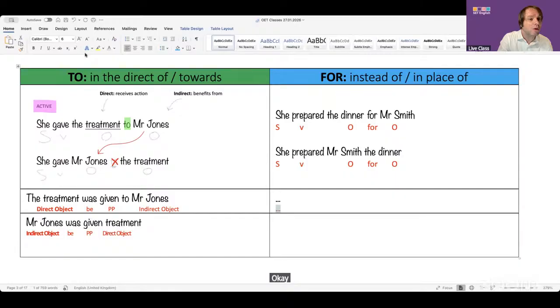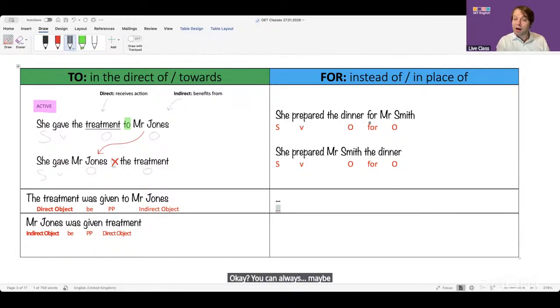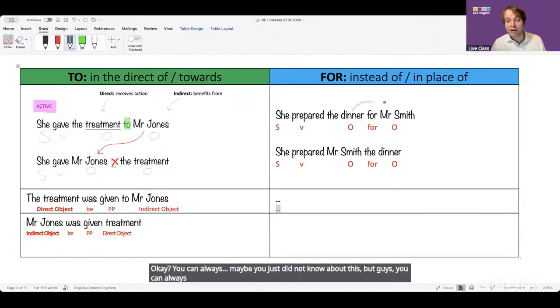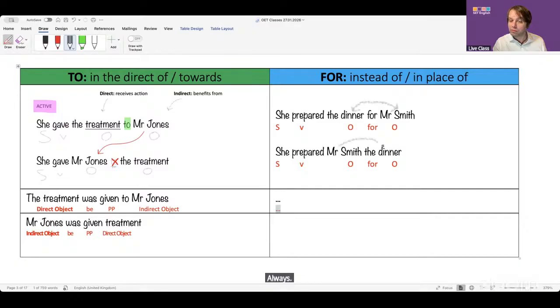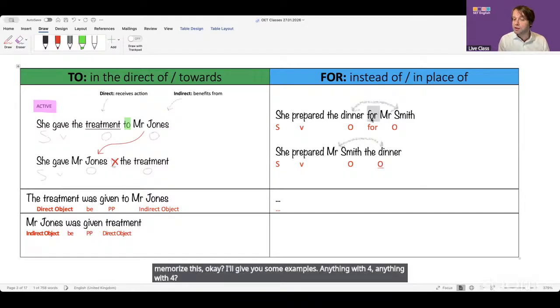Okay. Maybe you just did not know about this, but guys, you can always change the direct and indirect objects. Always. So if you didn't know this, that's good. Write it down. Memorize this. I'll give you some examples. Anything with for is going to work.